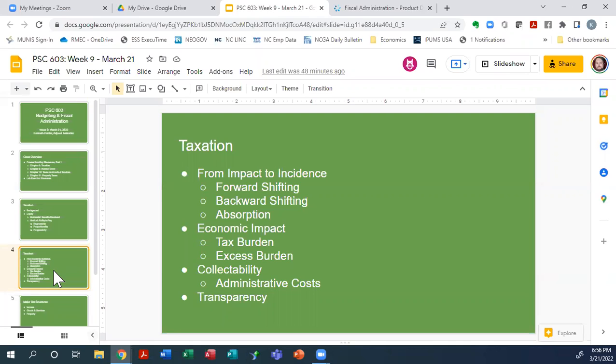So when it comes from impact to incidence, let me look at the example real quick. Give me just a second.